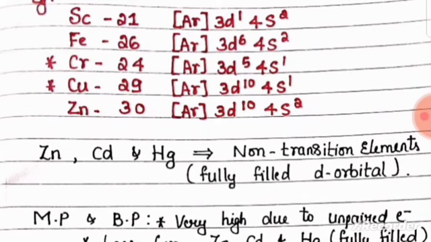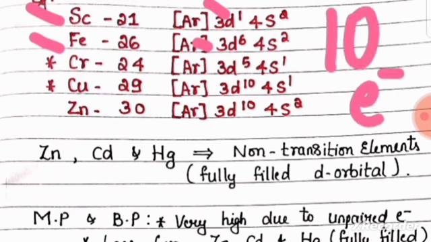You can see the electronic configuration of some of the transition elements, d block elements. Scandium, you can find a partially filled d orbital. Iron, here also you can find partially filled d orbitals. We know the capacity of d orbital is 10 electrons, so 10 electrons means completely filled. Chromium and copper show exceptional electronic configuration because of d5 and d10 stability.